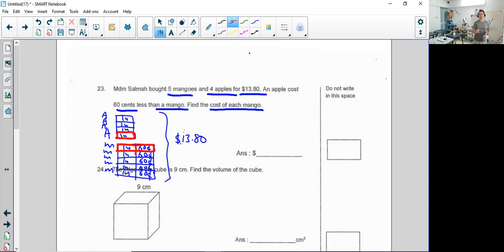You must know how much is 1 apple first, and you must know how much is 1 mango. Then you stack up and stack down. Okay, then what do you do? Then you add up all the 60 cents, which is $3.